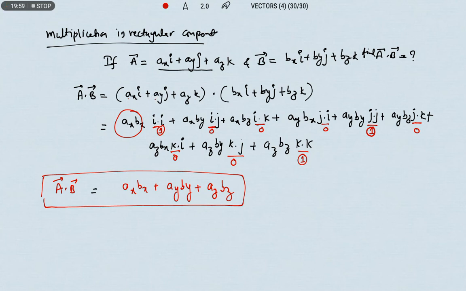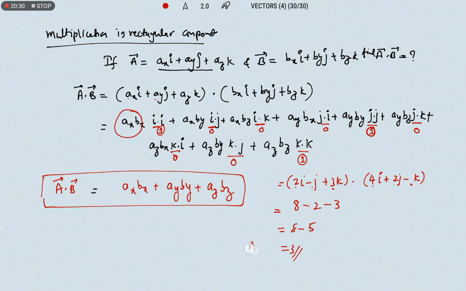Let us take one example here. Two vectors are given: 2i minus j plus 3k dot 4i plus 2j minus k. So they are asking for the dot product. So directly we can find ax bx is 8, ay by is minus 2, az bz is minus 3. So 8 minus 5. So your answer is 3. In this way we can find out the dot product between the given two vectors in rectangular components.